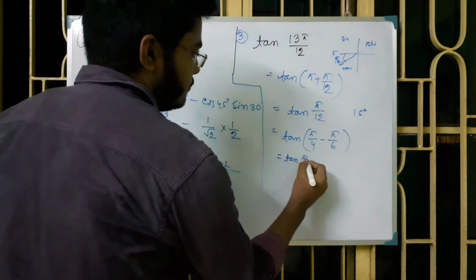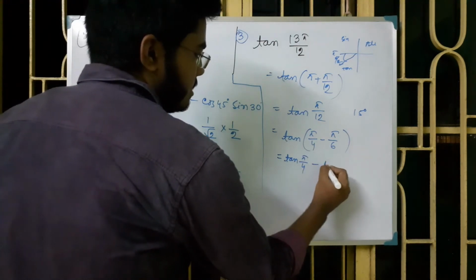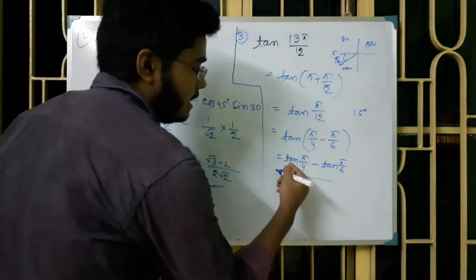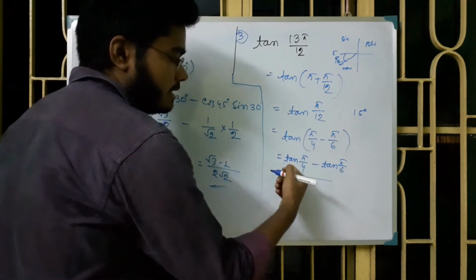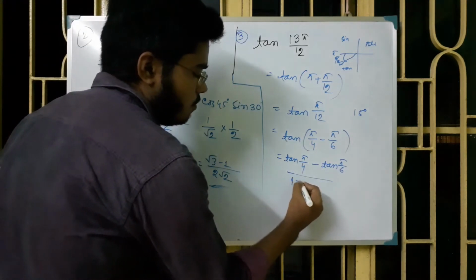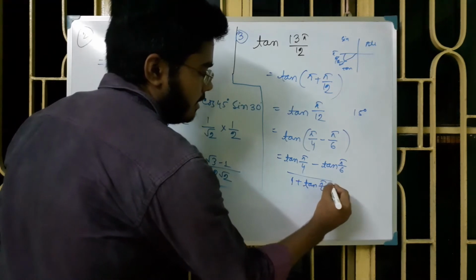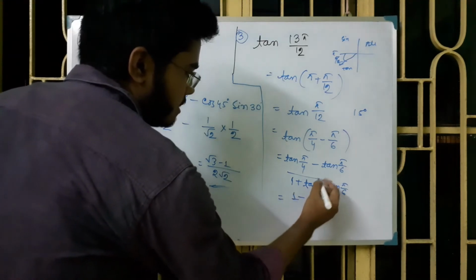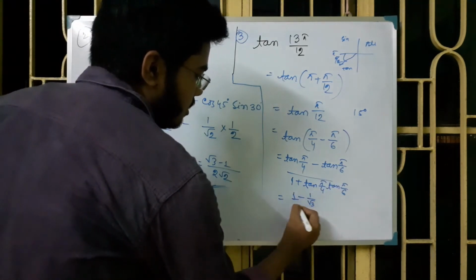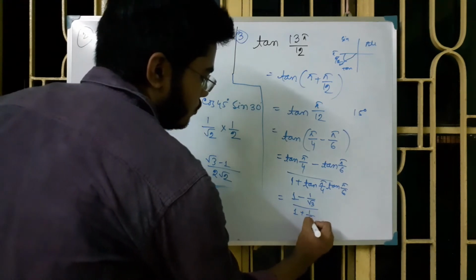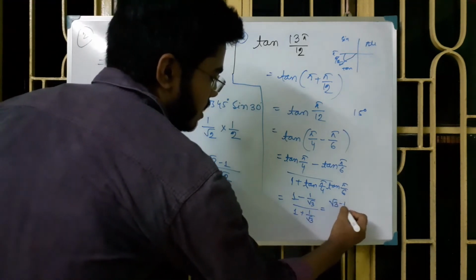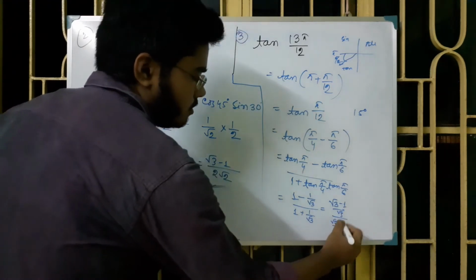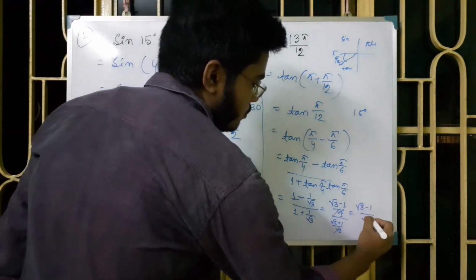So tan 10 pi by 4 minus tan 10 pi by 6. Remember tan(a minus b) is tan a minus tan b upon 1 plus tan a tan b. Tan pi by 4 means 1, and tan pi by 6 is 1 upon root 3, so 1 minus 1 upon root 3 upon 1 plus 1 upon root 3. Just take root 3 as LCM. So root 3 minus 1 upon root 3 by root 3 plus 1 upon root 3. Root 3 gets cancelled, and we get root 3 minus 1 upon root 3 plus 1.